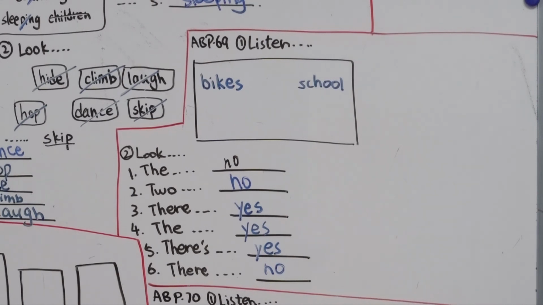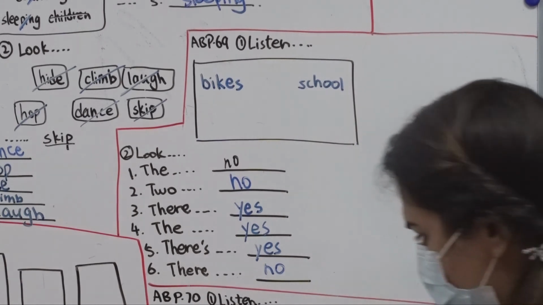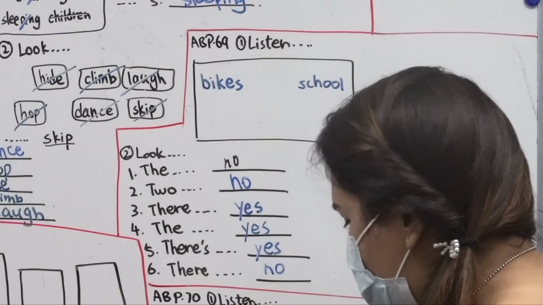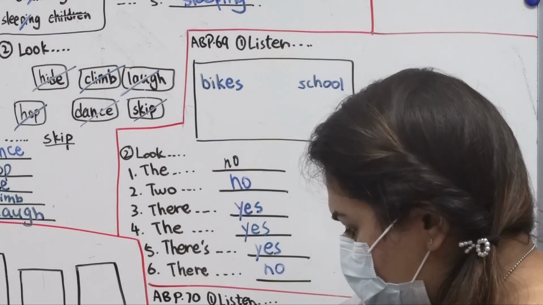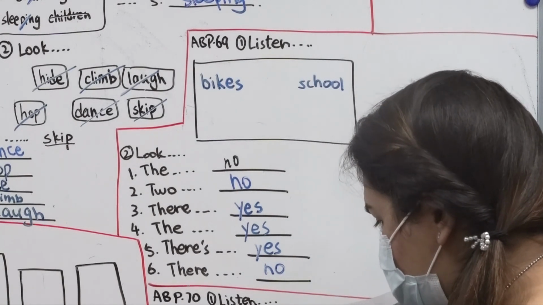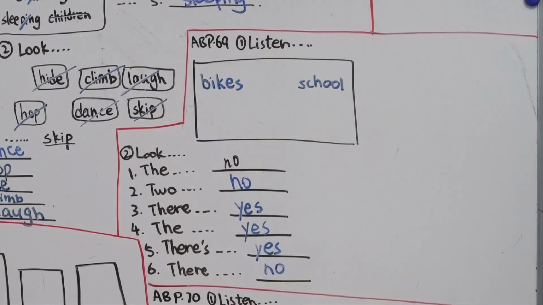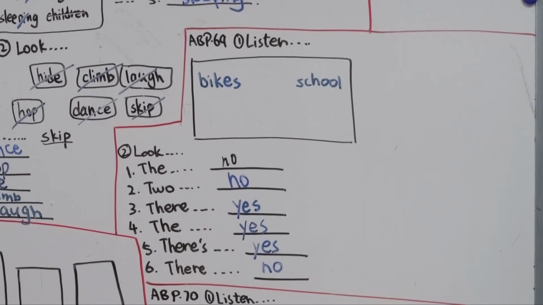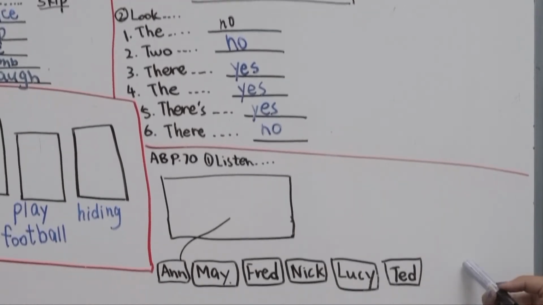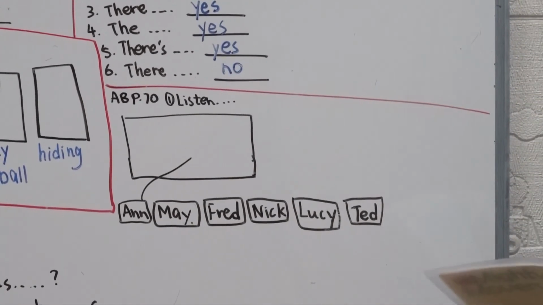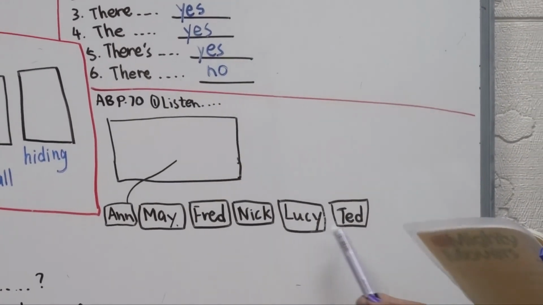Listen and draw lines. You will see different person's name, right? Here is Anne, May. Oh, I wrote Mary. Sorry, that should be May. Next page. May and then Fred, Nick, Lucy, and Ted. Alright, these are their names. And May, Fred, Nick, Lucy, Ted.